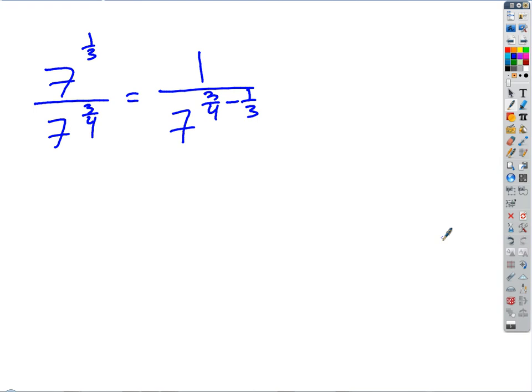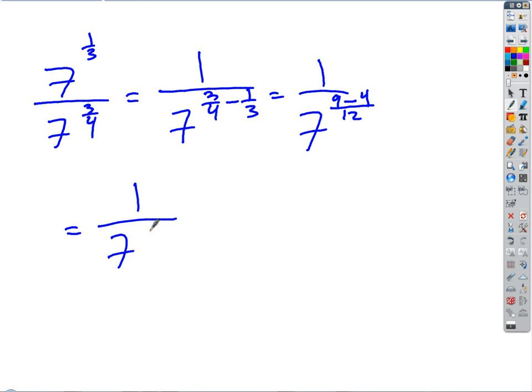So I'm going to get 9 on the top, right? When I multiply by 3, I'm going to get 9 in the first case and 9 minus 4 on the top over my common denominator of 12. Agreed? So this equals 1/7 to the 9 minus 4 over 12, which is what? 7 to the 5/12. Okay, that's the right answer, but it's not simplified.